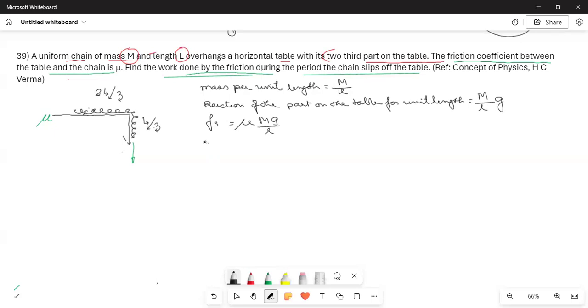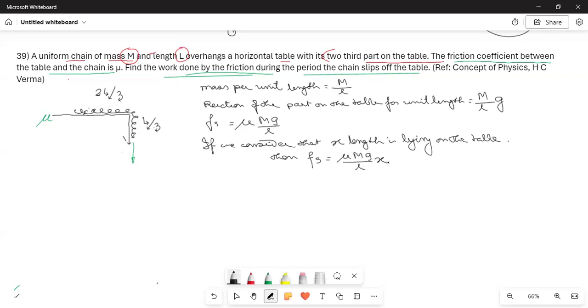And similar to the earlier question, if we consider that x length is lying on the table, then Fs is equal to mu M g upon L multiplied by x.